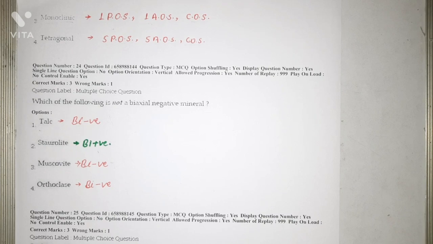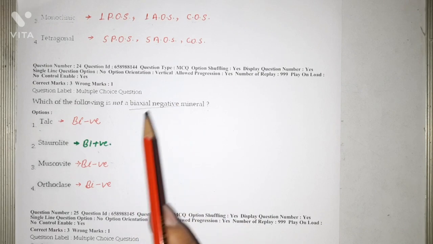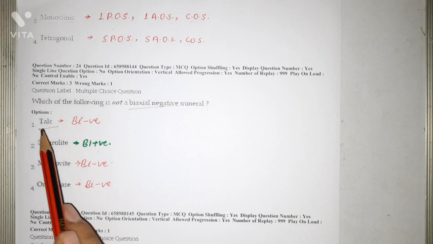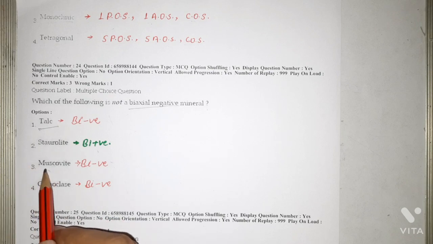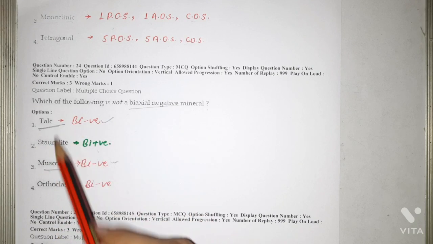Now the next question is, which of the following is not a biaxial negative mineral? So this is optic sign. Okay, now we have to know the optic sign of all these four minerals to answer this question. So the first one is talc. Talc is a phyllosilicate mineral, or you can say a clay group mineral, and all the clay group minerals, or all the phyllosilicate minerals, are biaxial negative, whether they are clay minerals or mica group minerals. So mica group minerals and clay minerals, all these are biaxial negative. So talc and muscovite are biaxial negative.